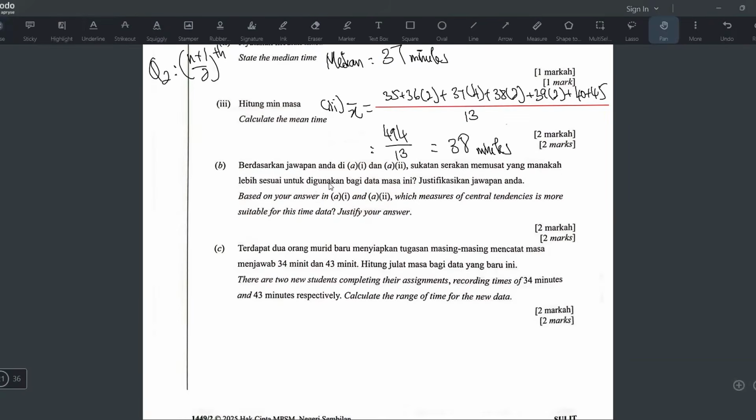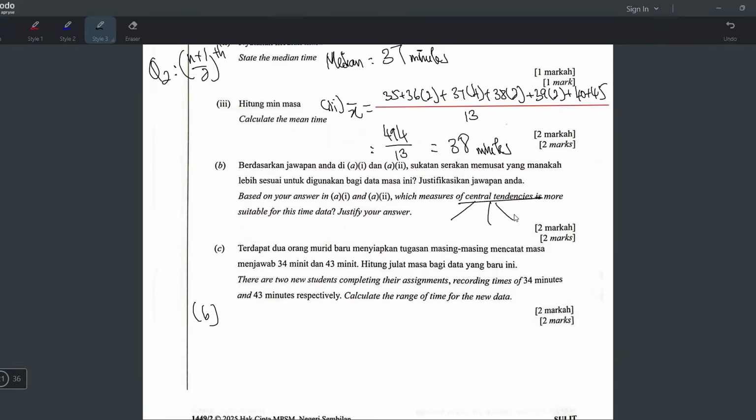Okay, let's do B. Based on your answer in A1, A2, which measure of central tendency is more suitable for this time data? Justify your answer. Measures of central tendency are only three: mean, median, mode. When will it be suitable to use mean? If you look at this question, it won't use mode, right? Because they already say based on your answer in A1 and A2.